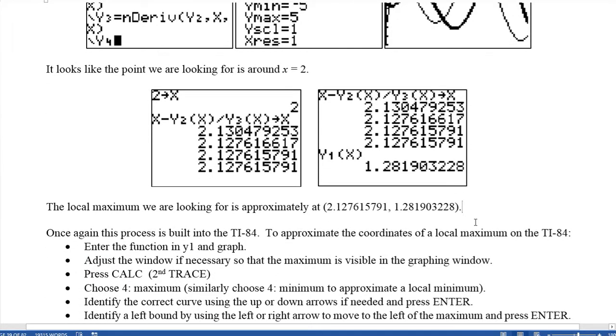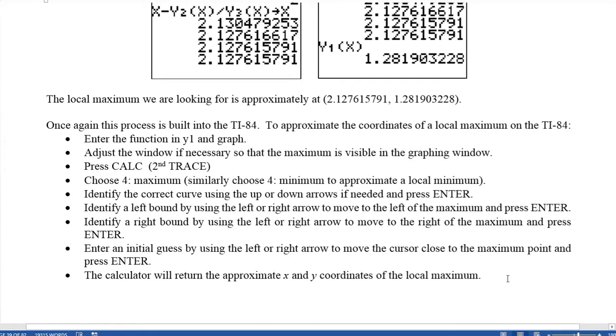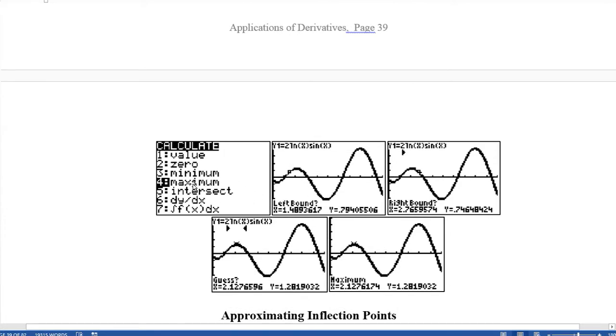Now, this process, again, is built into the TI-84. The designers of the calculator know this technique, so they built it in. And the way you use the built-in technique is basically like this. You press calc, maximum. Calculate is second trace. Choose number 4, maximum. It's going to ask you for a left bound. Use your up and down arrows first to make sure you're on the right curve. Then left or right to get to the left of this point of maximum here. Hit enter. Move over to the right side. Press enter for a right bound. Move over as close as you can get to the maximum. Hit enter for your guess. That's our initial number that we're seeding Newton's method with. And then that produces a maximum right there.